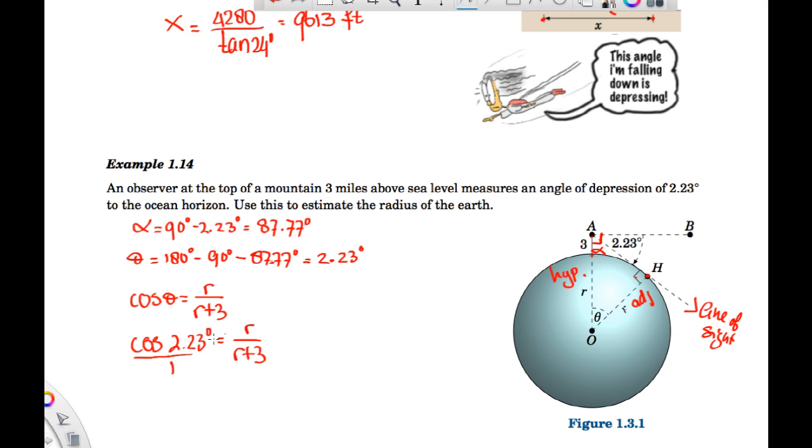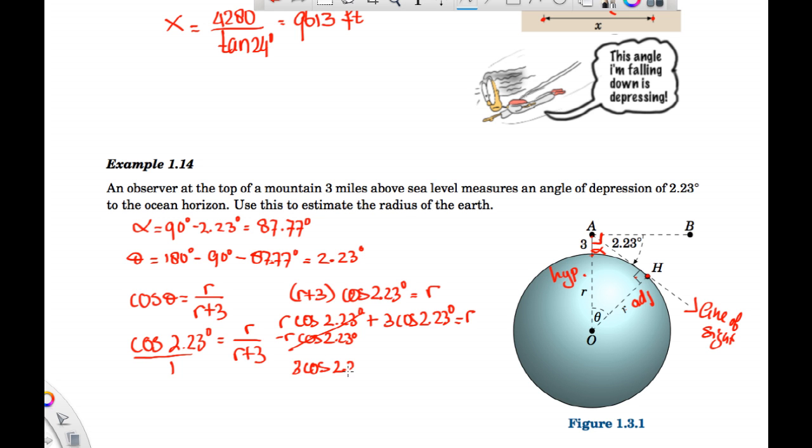So let's see what happens if you cross multiply. We're going to do r plus 3 times the cosine of 2.23 degrees is equal to r. Distribute. So r times the cosine of 2.23 degrees plus 3 times the cosine of 2.23 degrees is equal to r. Let's bring this thing over here by subtracting it: minus r cosine 2.23. Then I would just get 3 cosine 2.23 degrees is equal to r minus r cosine 2.23.